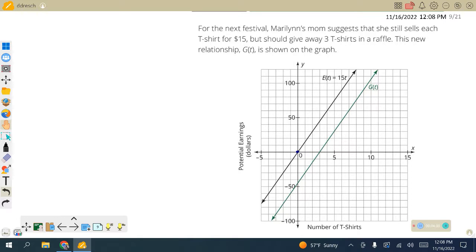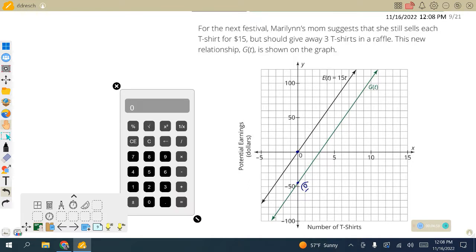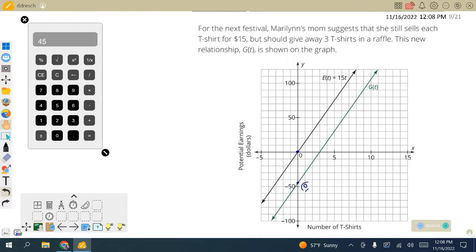So our graph, this green one today, starts down there. I've sold 0 t-shirts, but now I'm down in negative territory. At what point is that located? 0, comma, anybody have an idea what that number is? Negative 50, you said? Almost 50. It's negative 45. It's because we're giving away 3 t-shirts. And each t-shirt is how much? $15, right? Well, what's 3 times 15? 3 times 15 is $45. That's where we're getting that negative 45 from. So that is our new graph today.